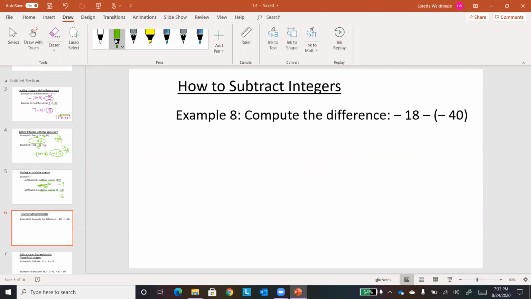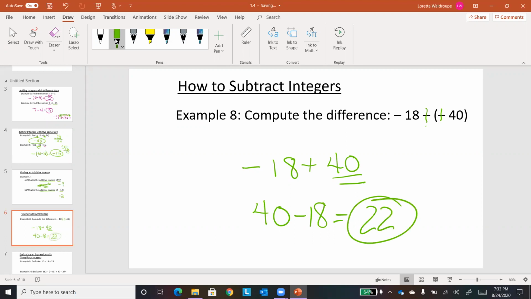Okay, when you're subtracting integers, I always change my subtraction to an addition and then change the sign on the number. So this becomes negative 18. I change this to a positive, and when I change this sign, it changes the sign after it. Once I change that, I'm back to my previous rules. 40's bigger, so my number's positive, and 40 minus 18 is 22. Now these are the size numbers where going to a number line you might not want to do.